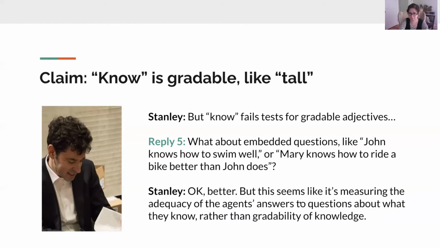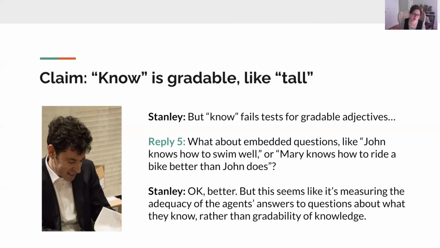So here's a final reply. What about in embedded questions like John knows how to swim well, or Mary knows how to ride a bike better than John does? Those seem like refined cases of comparatives. Stanley says, yeah, that's better. John knows how to swim well. Mary knows how to ride a bike better. But he says, this seems like it's measuring the adequacy of the agent's answers to questions about what they know, rather than the gradability of knowledge. So Stanley thinks this is a case where John knows how to swim well means that if you ask John, how do you swim, he'd give us a good answer. Or that if we asked Mary, do you know how to ride a bike, she'd give a better answer than John would give. And Stanley thinks that's what's explaining it.